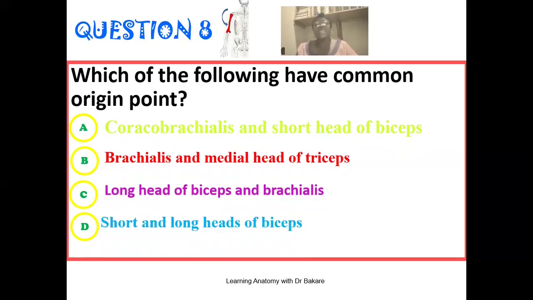The correct answer here as it relates to the pair that have the common origin point is the coracobrachialis and the short head of the biceps brachii muscle. We know that the coracobrachialis, if you break down the name, originates from the coracoid process of the scapula. And also the short head of the biceps brachii originates from the coracoid process of the scapula. So these two are seen to have a common point where they originate from. Hence, this is the correct answer.